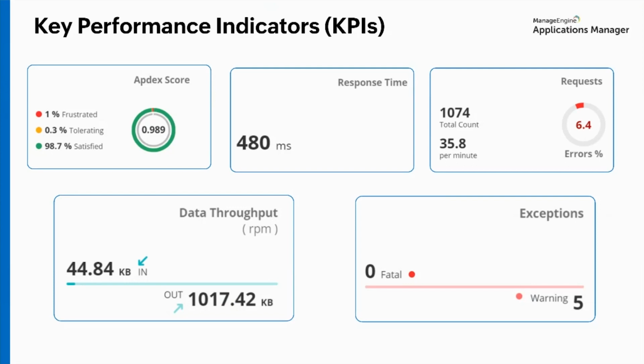And the last one being the exceptions. This can help us to track the number of exception errors or failures that have occurred during the cycle of transactions in a selected duration processing of a request. So these exceptions could be of various types, like server errors, timeouts, or other issues that are affecting the application's normal operation.